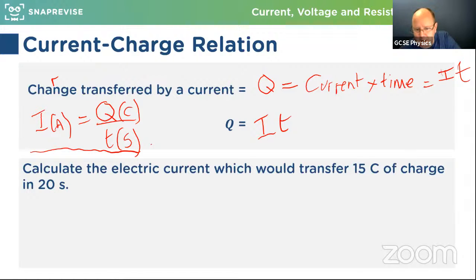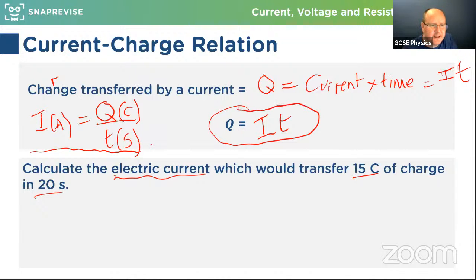Brilliant. Okay, so we can now use this to make a calculation. Calculate the electric current which will transfer 15 coulombs of charge in 20 seconds. So we're going to start with the formula we've just defined, Q equals IT, and we want to find the current I. So the first thing we need to do is to put it back into another form.